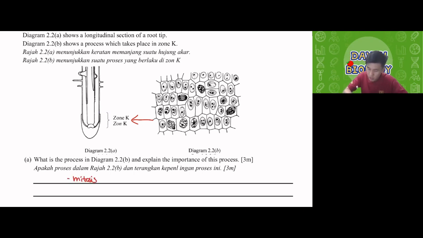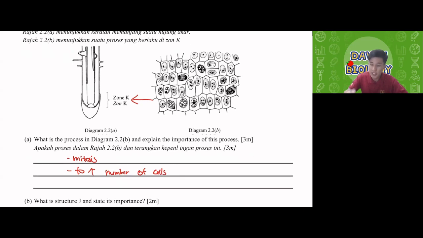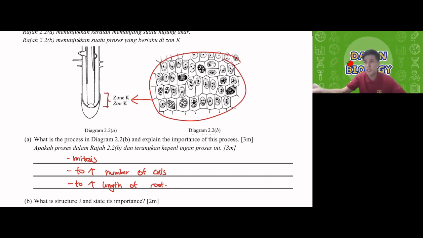The importance we mentioned already, a lot: to increase the number of cells for growth, but since they are showing root, we can say it is to increase the length of the root. It's the same thing we did just now. Okay, so even though you don't know what this is, but you mention zone K, which is the first zone, there's only one process that occurs at the first zone of cell division, so say cell division, not mitosis, no. And this, who can tell me what's this, by the way? This is not any zone, but it's an additional thing that covers the root tip.